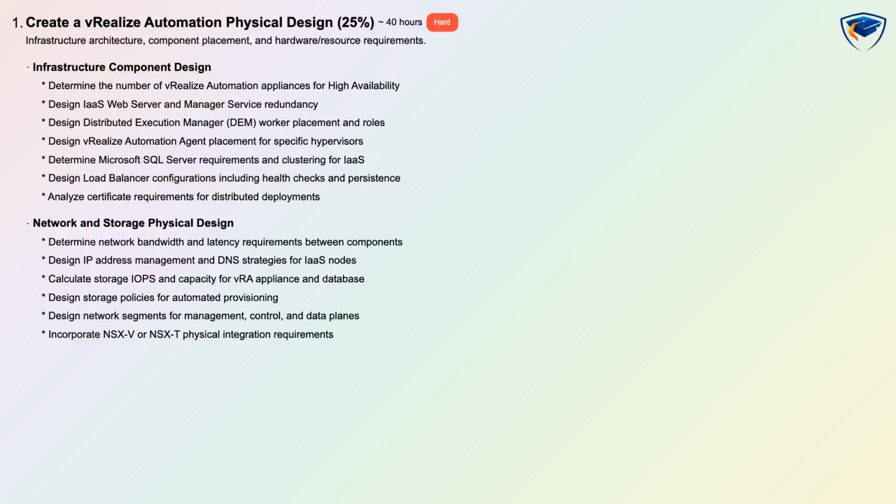You'll also learn to determine the number of vRealize automation appliances for high availability and design network and storage physical requirements, including IP address management and DNS strategies for IaaS nodes, storage IOPS and capacity for VRA appliance and database, and NSX-V or NSX-T physical integration requirements.